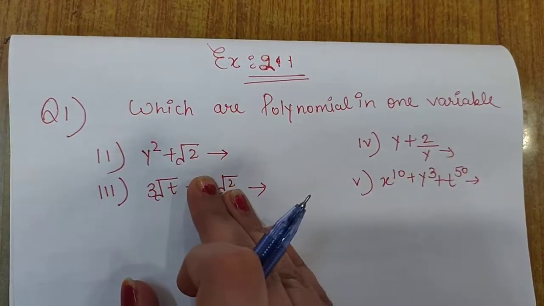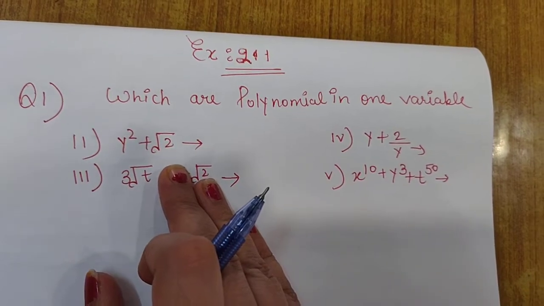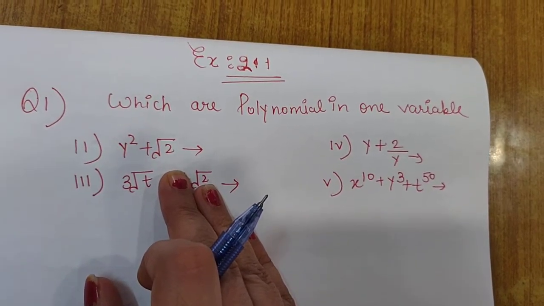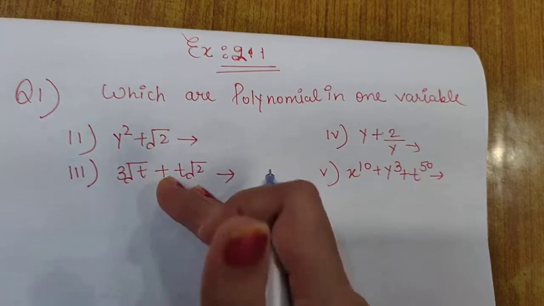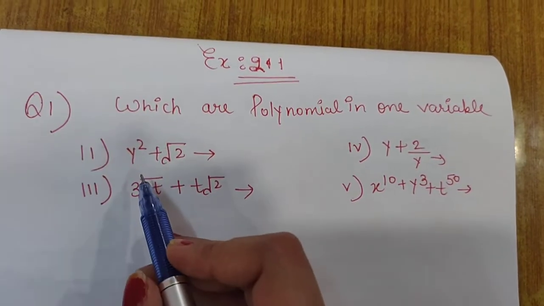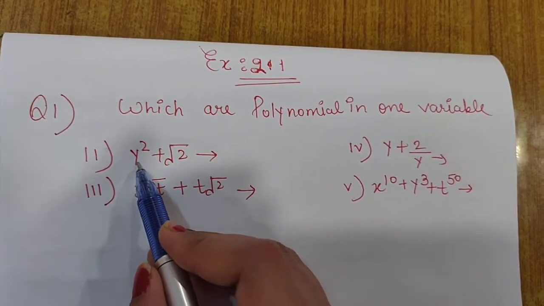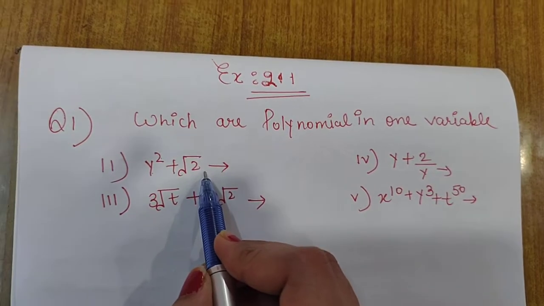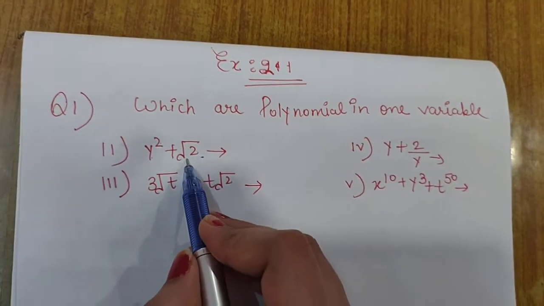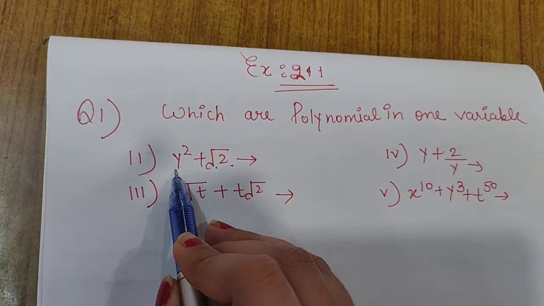Now come to exercise 2.1. Question number 1 is: which are polynomials in one variable? We have to tell. The first part I have not written, it's very easy. Now come to the second part, y square plus root 2. We don't have to bother about the constant term. We have to just see the variables.